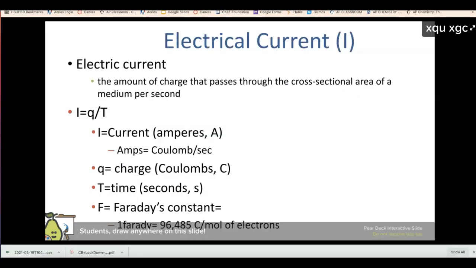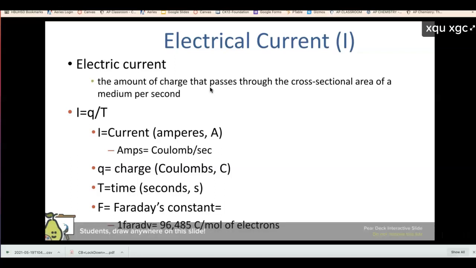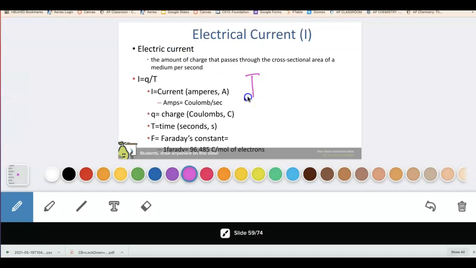All right, so electrical current is the amount of charge, which is measured in coulombs, that passes through the cross-sectional area, so usually like a wire. That's the medium that we're using per second. So charge over time. So on your equation sheet, you have the equation I equals Q over T, where I is current, also known as amps, and an amp is a coulomb, which is a unit of charge, per time. Coulomb per second. So an amp is a coulomb per second.